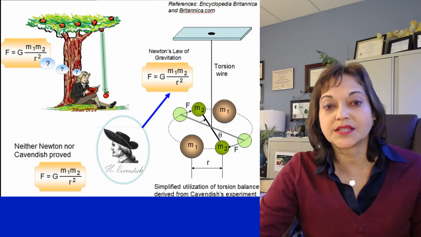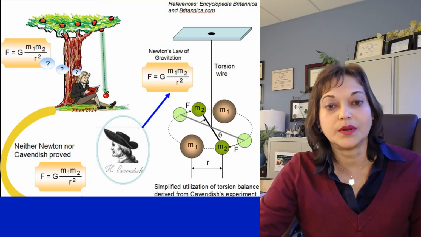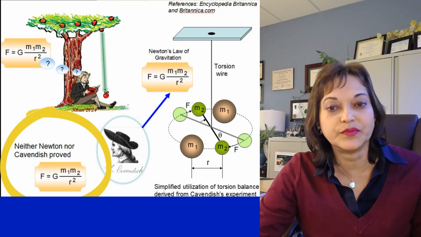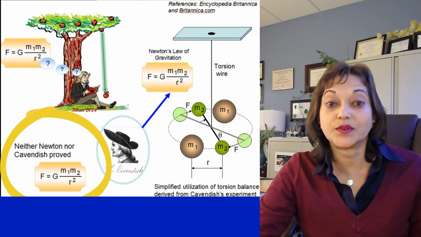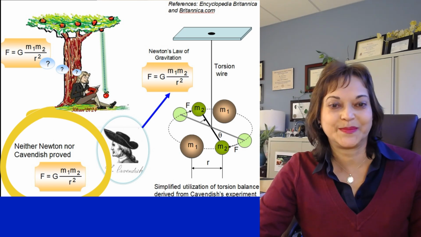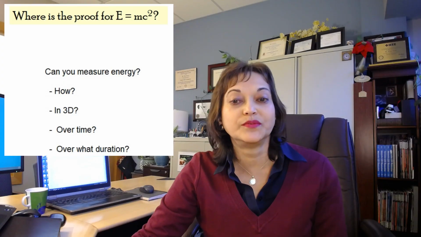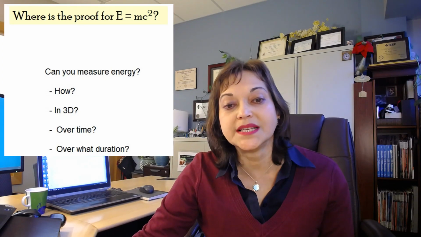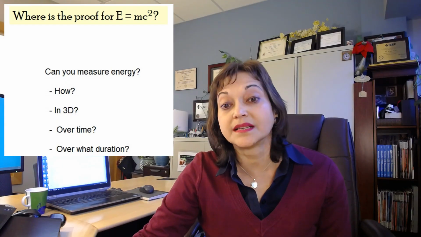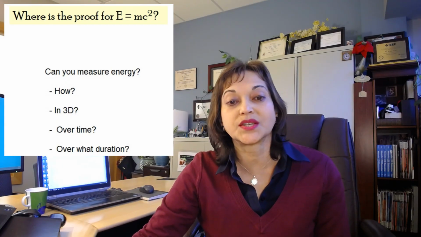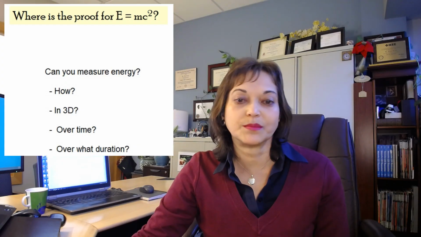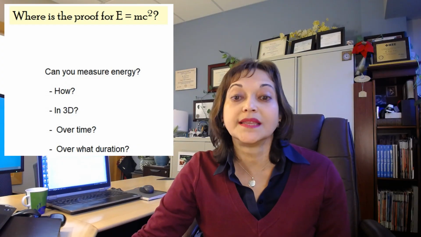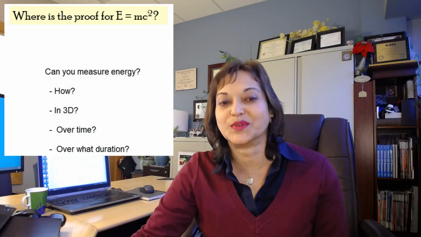We also discussed why neither Newton nor Lord Cavendish ever proved the so-called Newton's universal law of gravitation. We also discussed why no one, including Einstein, ever experimentally proved E equals mc squared. I hinted on how these famous equations can be analytically proven along with incorporation of certain practical demonstrations. I discussed why these equations are not universal.